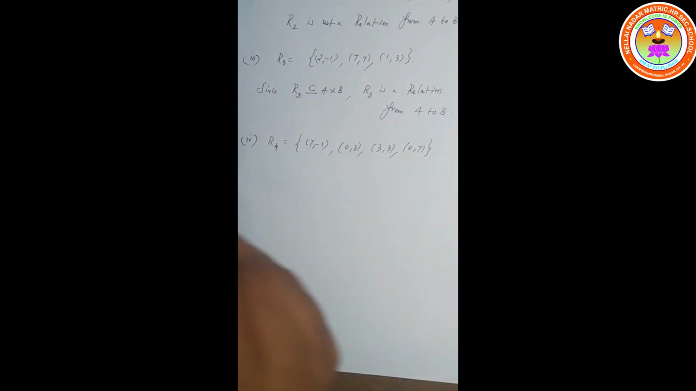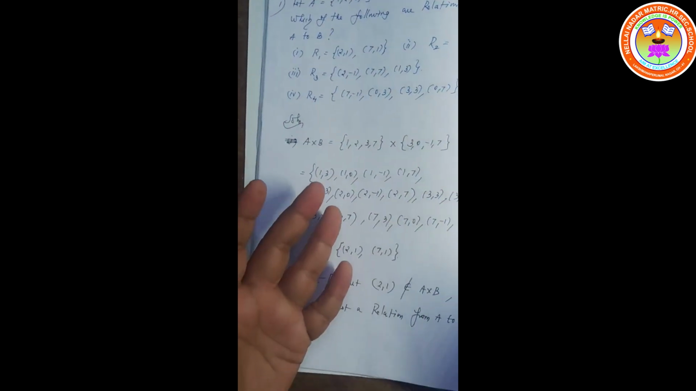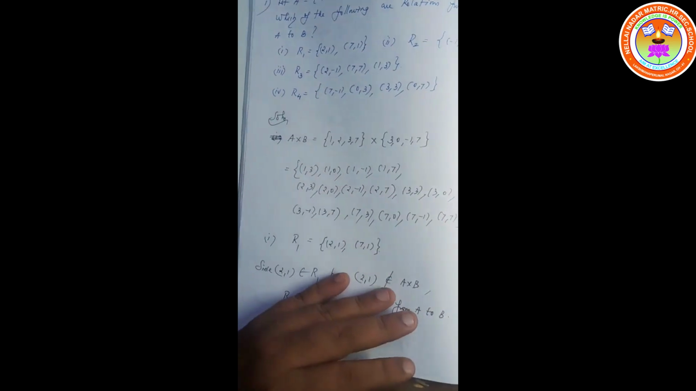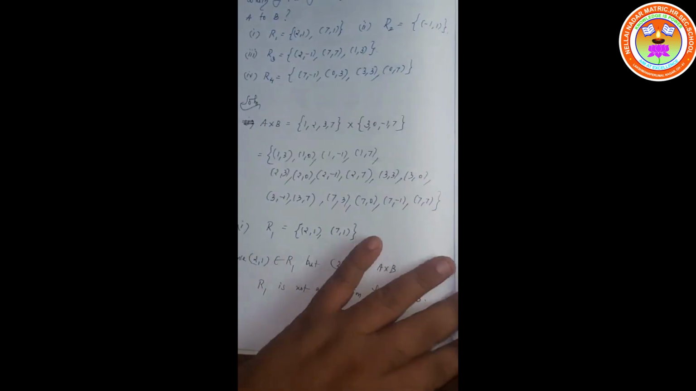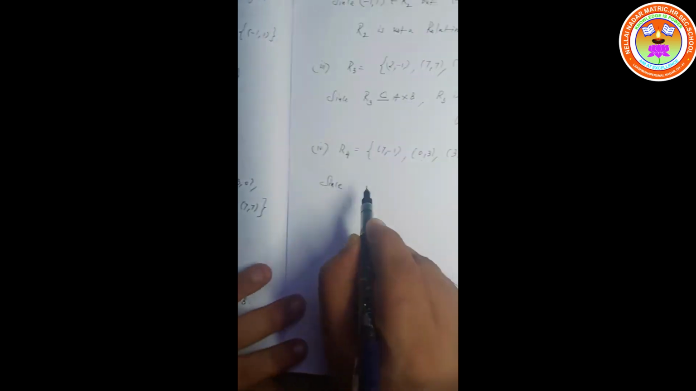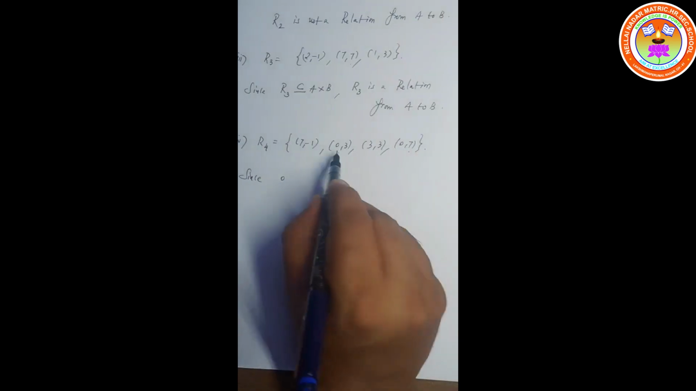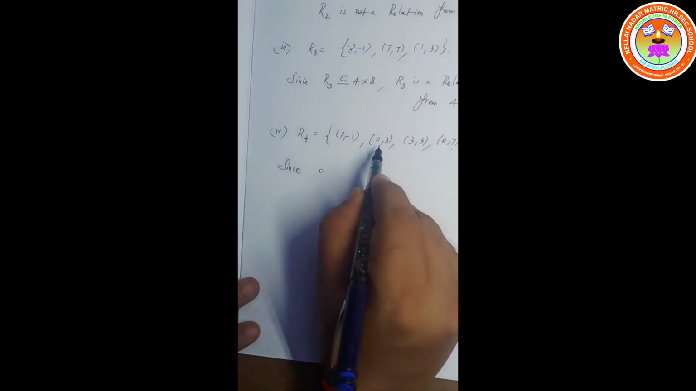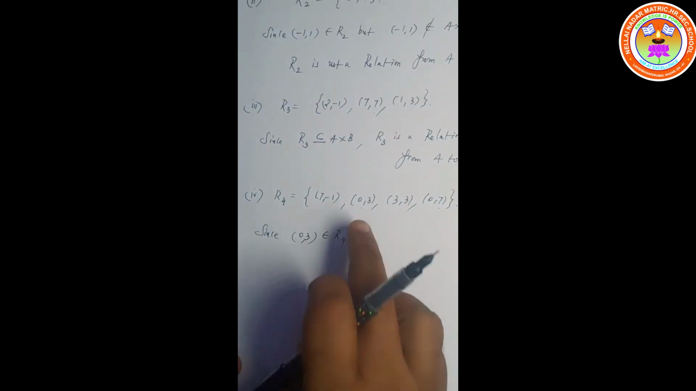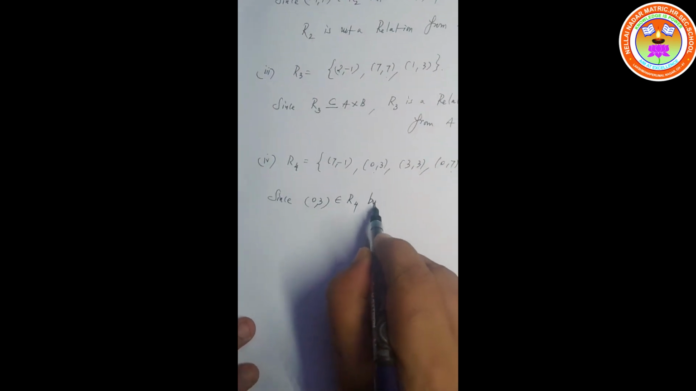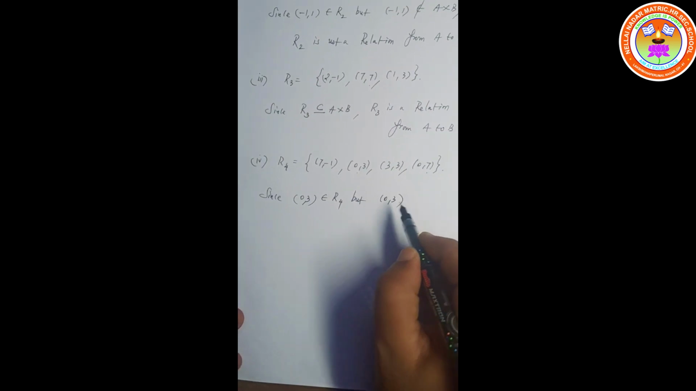Here already I told you, if at least one element doesn't belong to A cross B, then we can say that is not a relation. Here we have (0, 3) and (0, 7), both don't belong to A cross B. Since I take only one element, I take (0, 3). (0, 3) is in R4, but the same (0, 3) doesn't belong to A cross B.